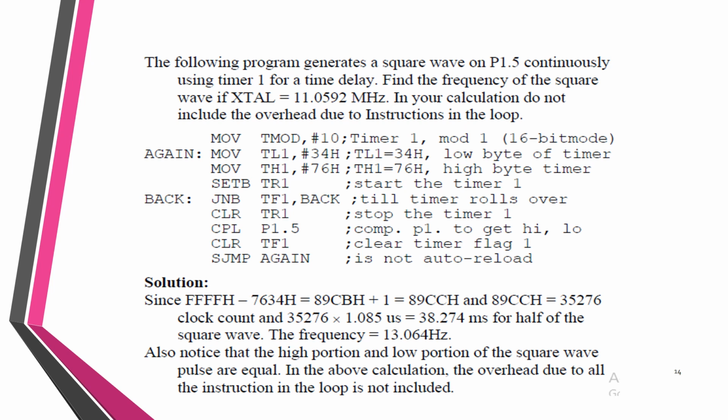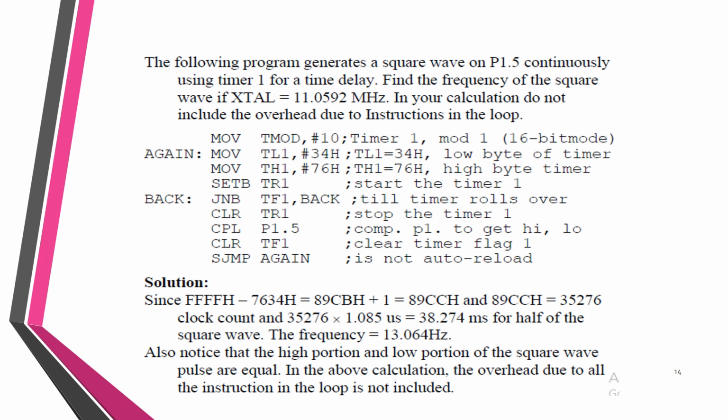And for the gate, we are using the internal clock, and for starting and stopping we are doing it through the instruction. So the gate bit is 0, and the control is 0. So the code coming is 0 0 0 1 and then 0 0 0 0, so it is 10H. Now TL1 and TH1 are loaded with the values 34H and 76H.